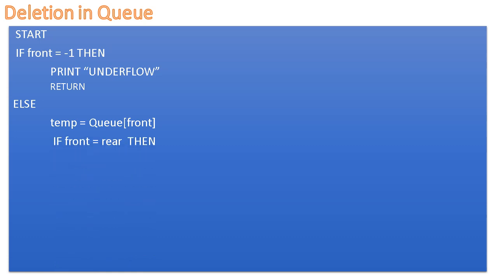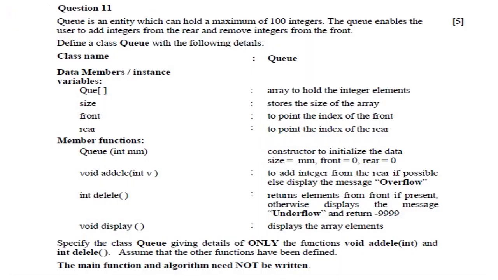Now we have to check if only one element is there, like if front equals rear, then after deleting that element, both front and rear we have to set to -1. Otherwise, simply front equals front plus 1, and then we can return that value which we have deleted. So this is the algorithm for deletion in a queue.